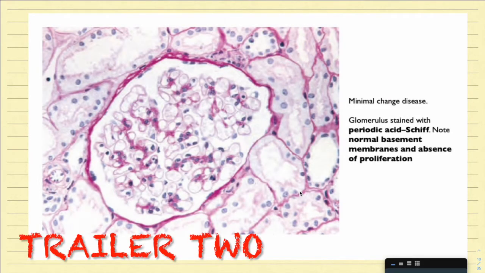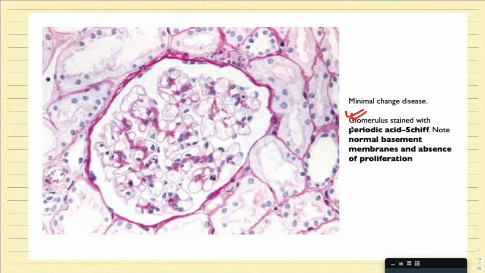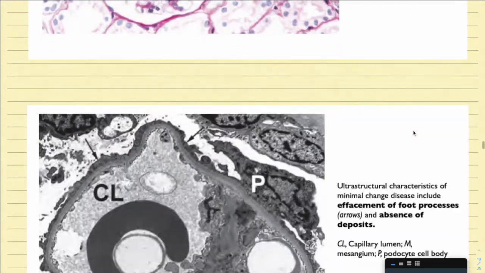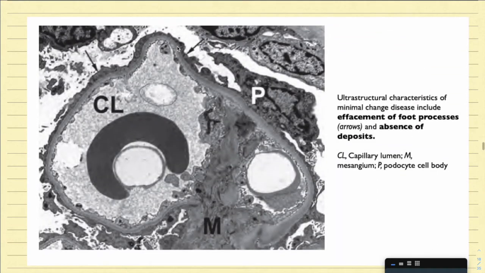If you see in minimal change disease, the glomerulus is stained with PAS stain, and remember the basement membrane is completely normal. There is no thickening of the GBM. There is no proliferation of cells over here. So the glomerulus is looking normal by light microscopy. By electron microscopy, if you see the foot processes, can you see they have become completely flat? The foot processes which were once present are not there. So there is a flattening of the foot processes, and there is no deposit. You cannot see any kind of deposit.